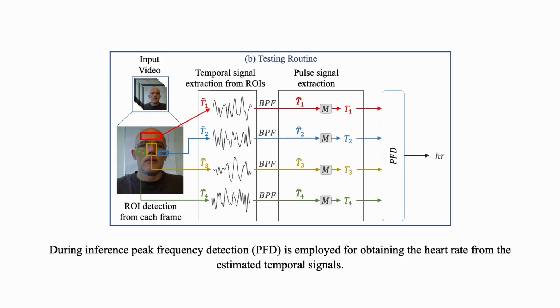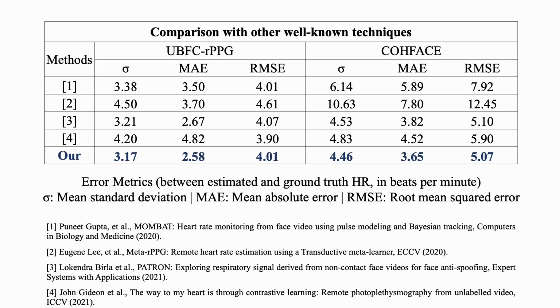During inference, PFD is employed to obtain the heart rate from the estimated temporal signals. It can be observed from the comparative results that ALPINE outperforms other well-known rPPG techniques.